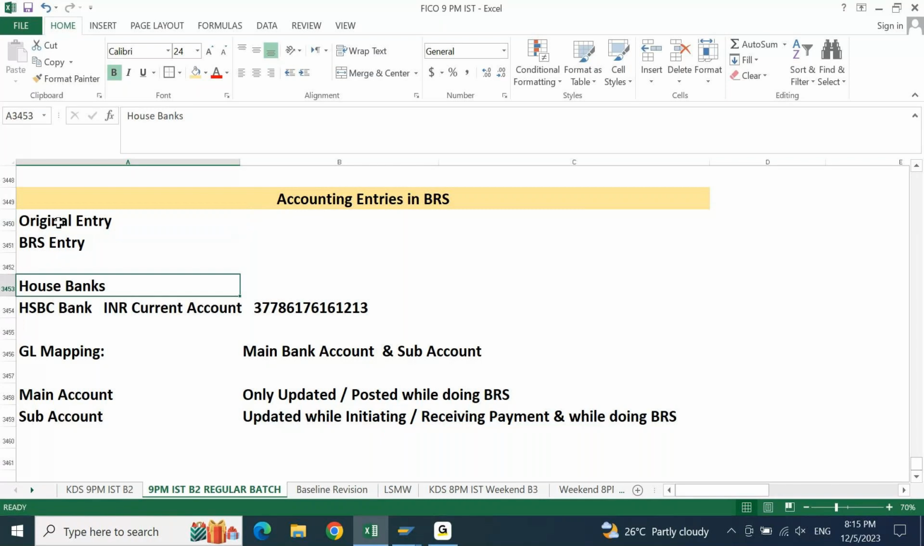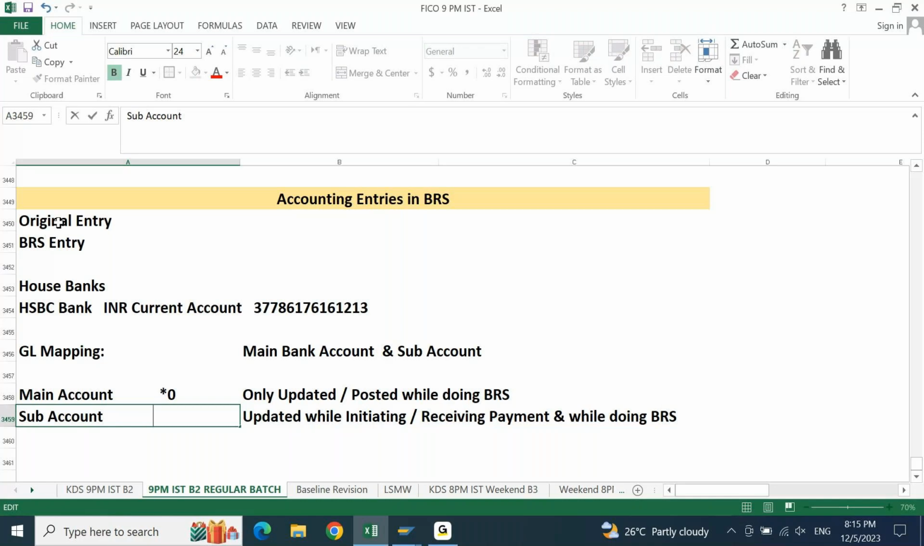Main account, when you talk, main account always ends with 0. I'll put *0, and sub account is not ending with 0. Sub account will end with 129. I'm putting *129, which means your sub account can end from 1 to 9, anything, maybe ending with 1, 2, 3, 4 until ending with 9th digit you can take. In short, this is how you are going to create bank GL accounts in any organization.